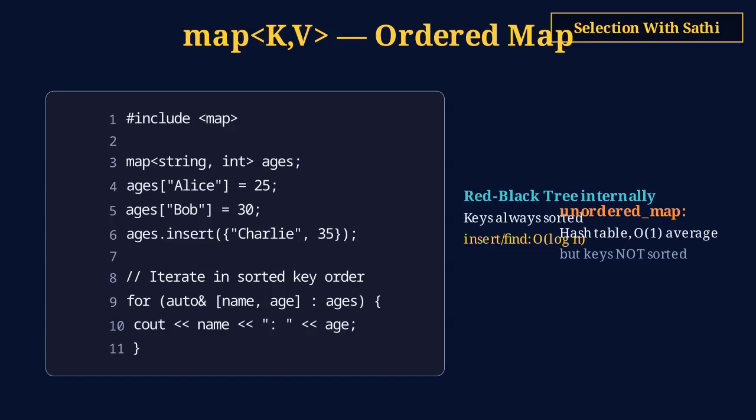You can insert with m[key] = value, but beware, if the key doesn't exist, this creates a new entry with a default value. Use m.find or m.count to check existence without accidentally inserting. If you don't need ordering, use unordered_map, which is based on a hash table, with average O(1) lookups, much faster for large datasets.